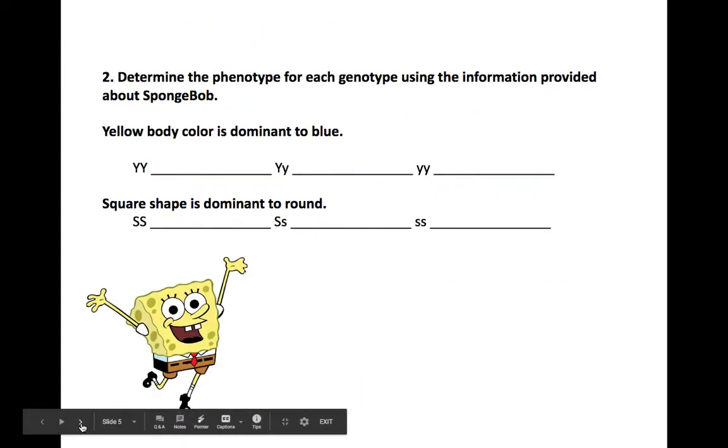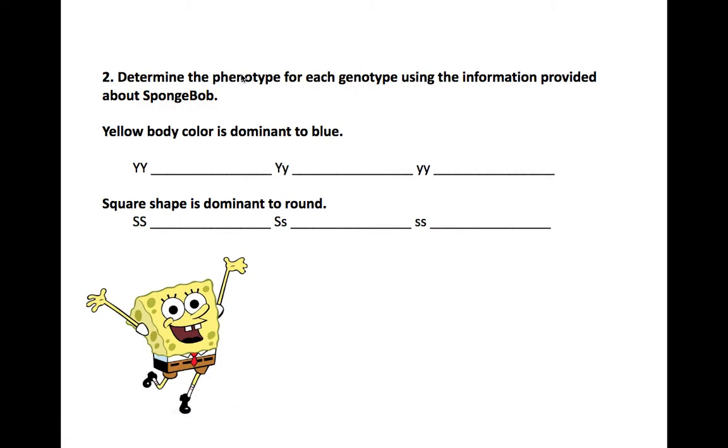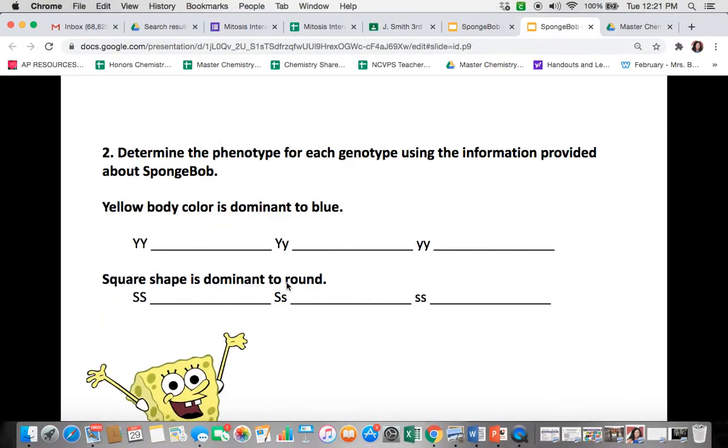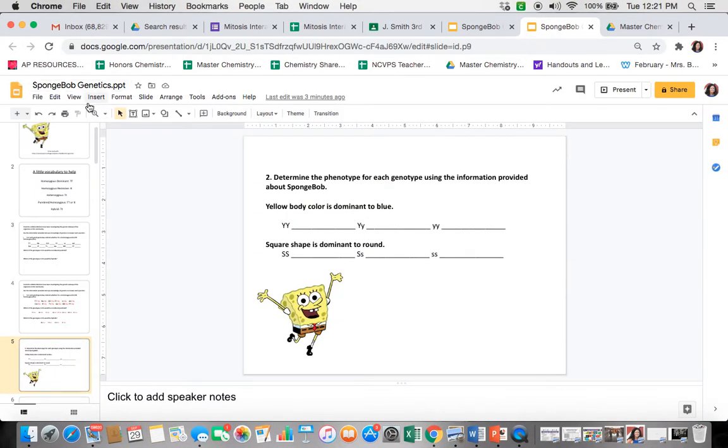Okay, the next slide, it wants you to determine the phenotype. Pheno means physical. Physical appearance. Pheno, physical. For each genotype, which means sets of letters. This was vocabulary terms. So genotype would be letters. Phenotype would be physical. I don't know if it'll let me type on this without inserting a text box, so I'll do that real quick.